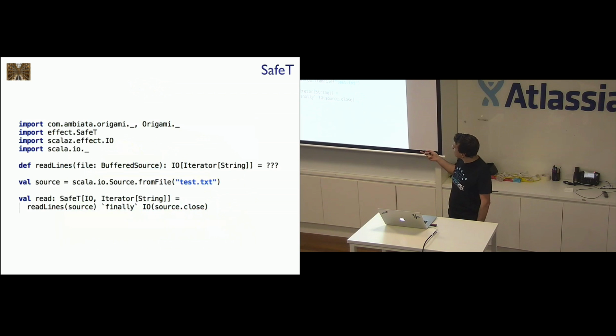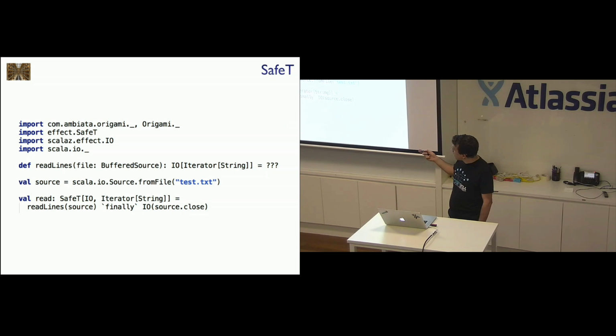So let's say I have a method to read some lines from a file, right? So it's returning the list of the lines in I/O. Don't care how it's done. And so this is my I/O monad. But I would like this thing to be safe. That means I would like, when this is executed, to make sure that eventually my source is being closed. How do you do this?